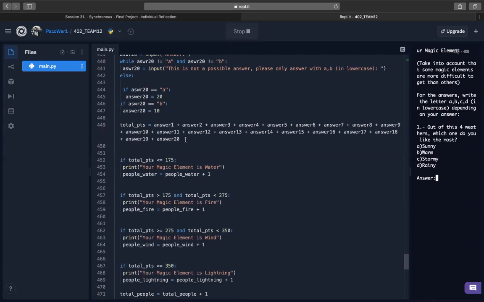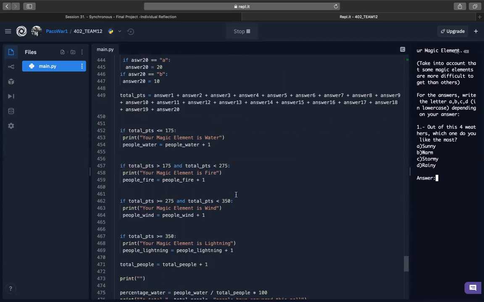Then, depending on the number of total points, it will assign you either water, fire, wind, or lightning. If it's less than 175, you will get water. If it is over 175 and lower than 275, it will be fire, and so on. Then also if it prints your magic element is water, this will automatically add one to the people in water, which at the beginning was zero.